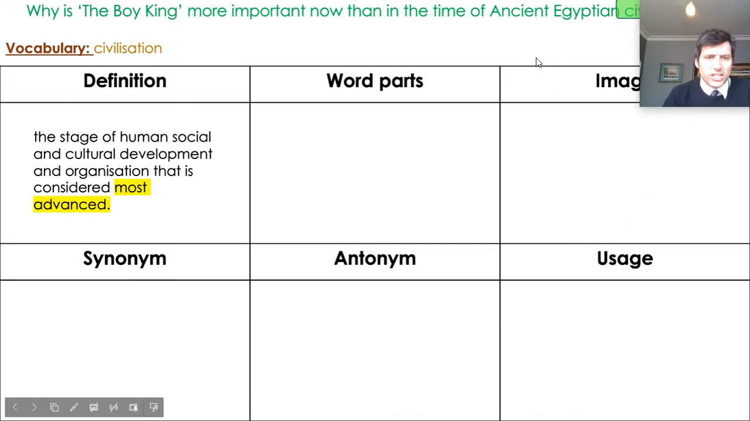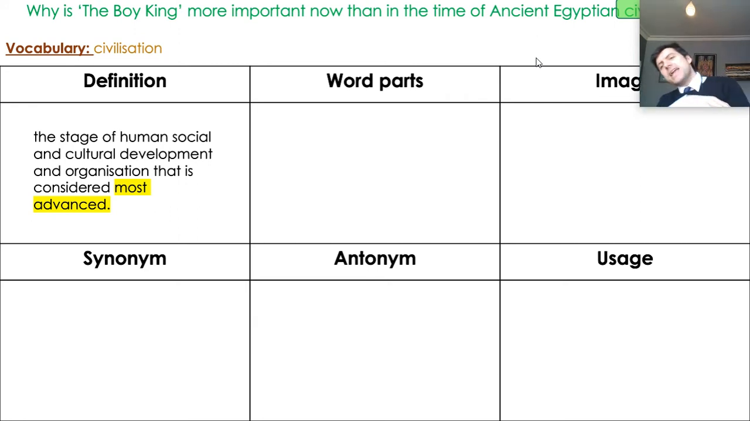Civilization is the stage of human and social cultural development. So it's when people basically are most advanced. Many thousands of years ago, people were not as civilized. They'd not discovered how to be structured in their interactions. They hadn't got schools and roads and hospitals. But now, in our society, we are civilized.